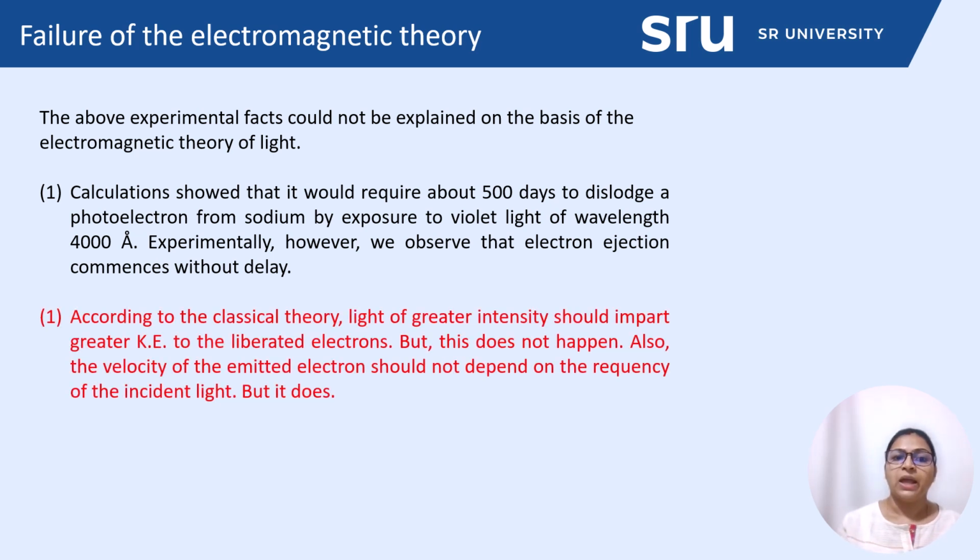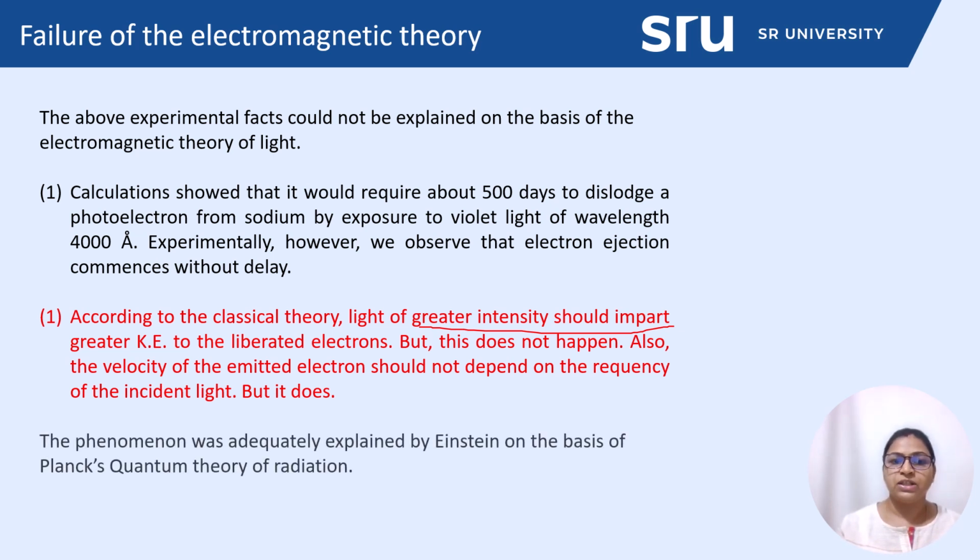And also, according to the classical theory, light of greater intensity should impart greater kinetic energy to the liberated electrons, but this does not happen here. The velocity of the emitted electron should not depend on the frequency of the incident light, but it does. However, this phenomenon can be explained in a very proper way on the basis of Planck's quantum theory of radiation. So what is that? We will come to it.